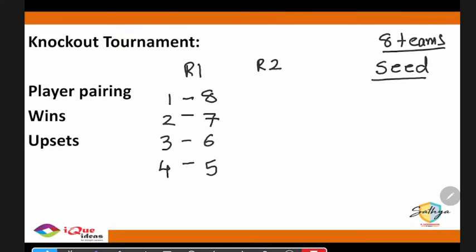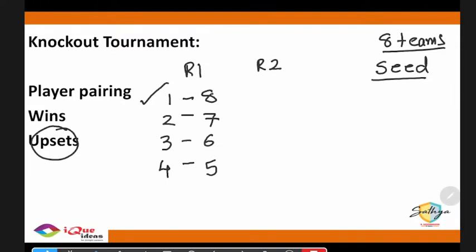Now, normally it is considered that a stronger player will always defeat a weaker player. So a top seed player defeating a lower seeded player is considered a normal victory. But suppose a person who is seeded lower defeats somebody who is seeded higher. For example, in the first match between 1 and 8, if 1 wins, it is considered a normal victory. But if 8 wins, then that is what we call an upset, because you don't expect a lower player to be victorious. So depending on wins and upsets, let's assume that all the wins are normal.